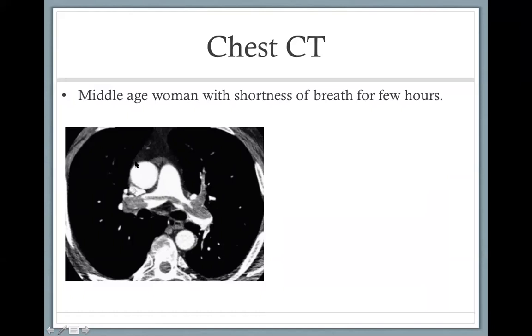Now, this is the ascending aorta. This is part of the SVC. This is the descending aorta, and this is the main pulmonary artery with its branches. Do you see anything abnormal?